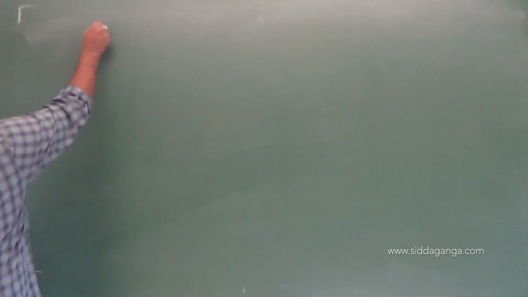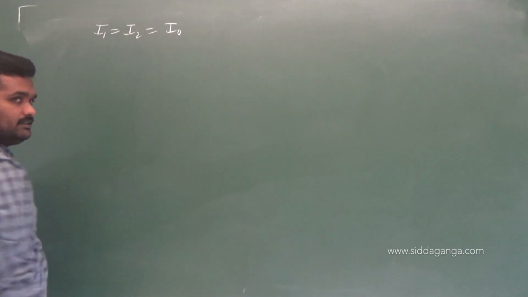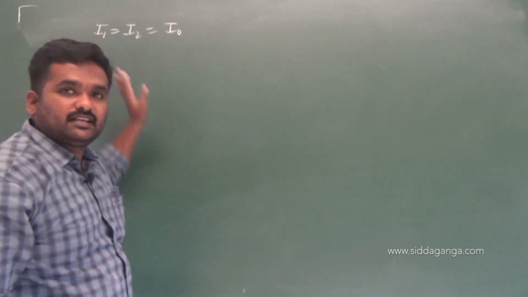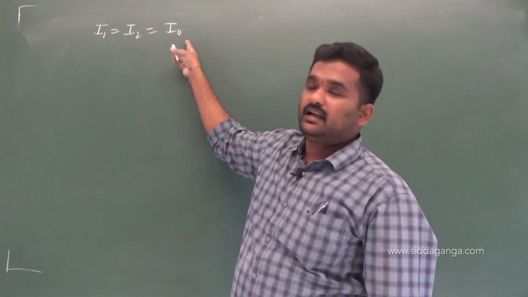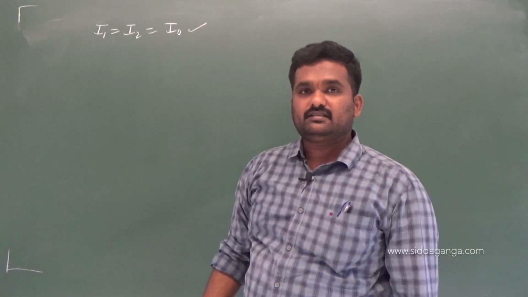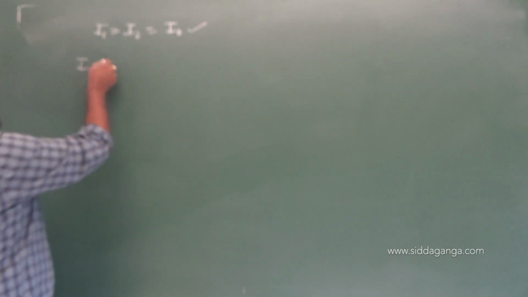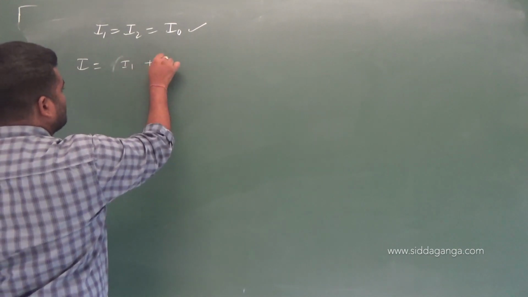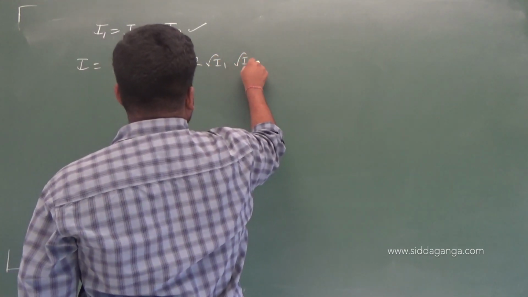See here. If I say two waves which are going to be superposed have the same intensity, I1 equals I2 equals some I0, what is the intensity of the resultant wave? How do we find it? How do we write the resultant intensity? I equals I1 plus I2 plus 2 root I1 I2 into cos phi.